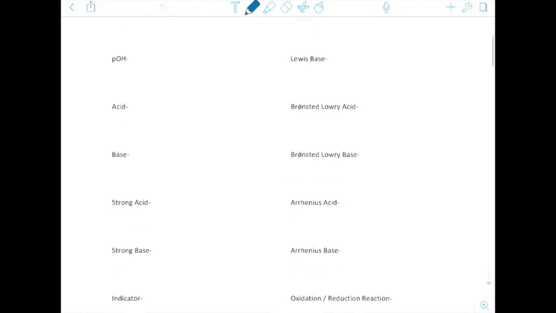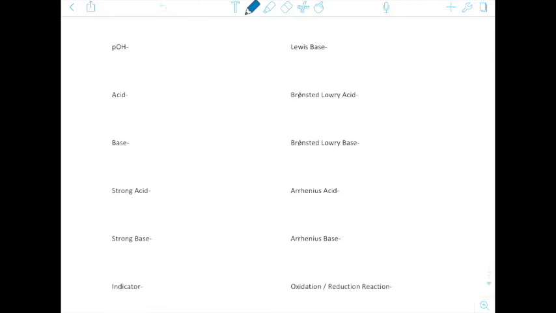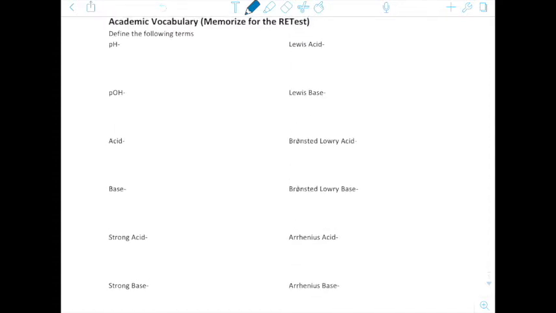When we look at an indicator, it tells us if there is a change in pH. A Lewis acid is defined by the movement of electrons, and it is when an electron is accepted. A Lewis base is when an electron is donated. Bronsted-Lowry acids are defined by the addition of a proton, and a Bronsted-Lowry base is the accepting of a proton. An Arrhenius acid is when it donates a hydrogen ion, and an Arrhenius base is when it donates a hydroxide ion.